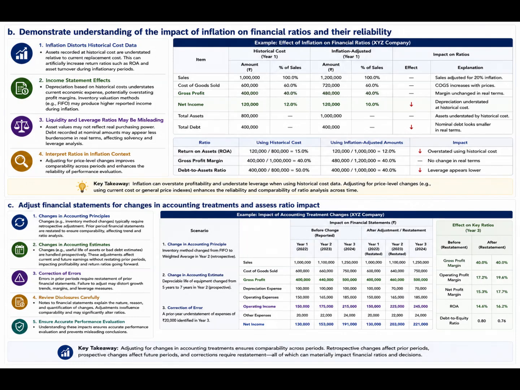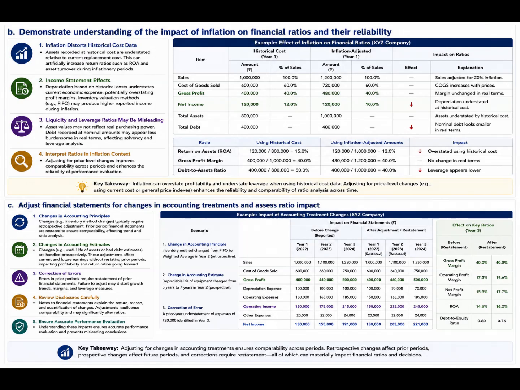C. Adjust financial statements for changes in accounting treatments and assess ratio impact. Changes in accounting principles, e.g., inventory method changes, typically require retrospective adjustment. Prior period financial statements are restated to ensure comparability, affecting trend and ratio analysis. Changes in accounting estimates, e.g., useful life or bad debt estimates, are handled prospectively. These adjustments affect current and future earnings without restating prior periods, impacting profitability and return ratios going forward.